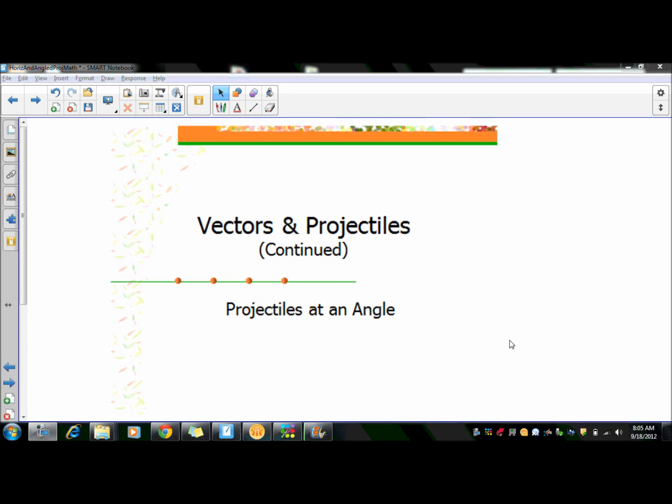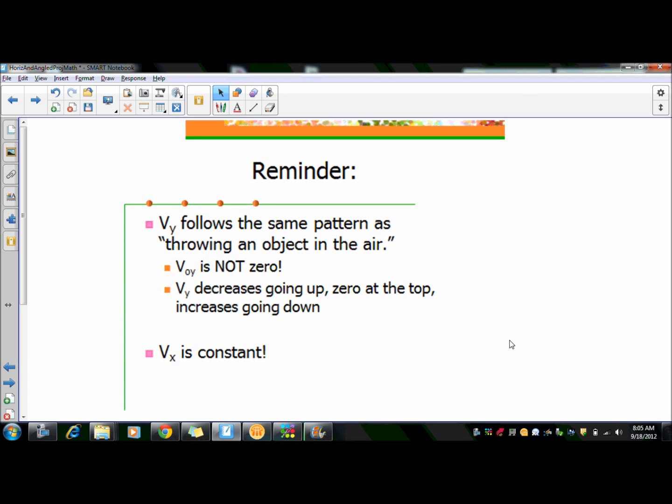We're going to look at projectiles at an angle again, but we're going to do a little bit more math. Now, this section is not going to have as much math as the horizontal projectiles because we're just worried about what happens with the velocities, which then we look at conceptually what happens in terms of height and range. So just a reminder about what we learned in terms of concept for our angled projectiles.